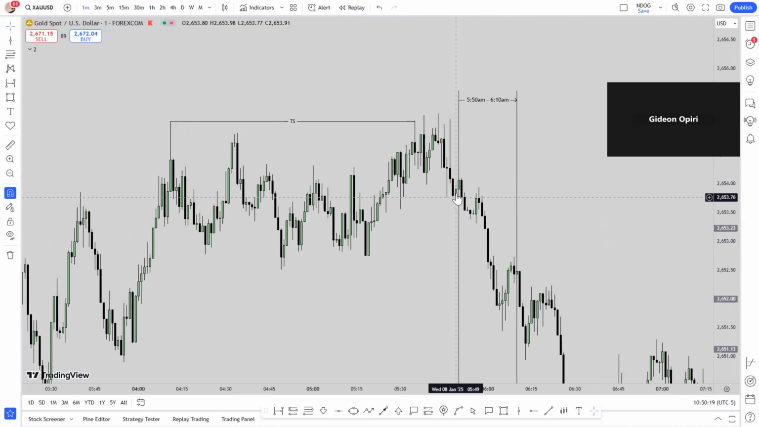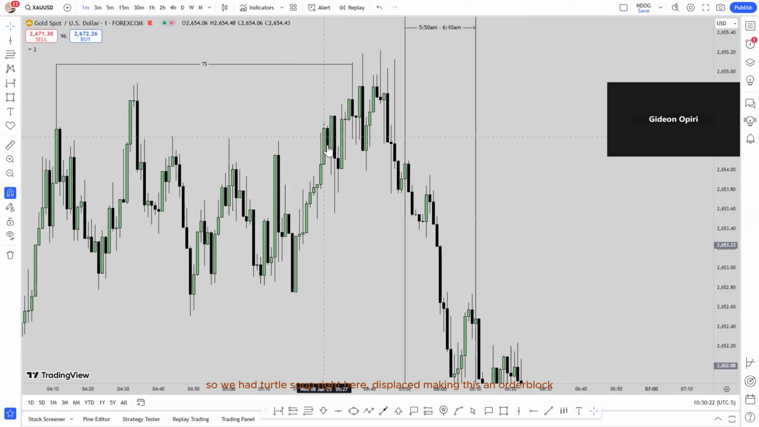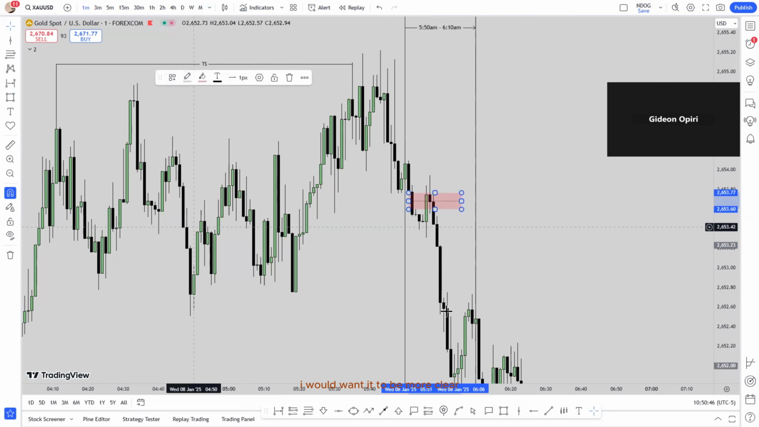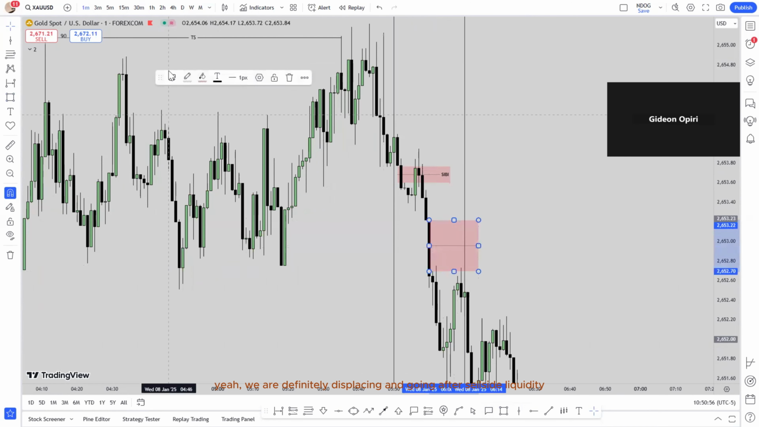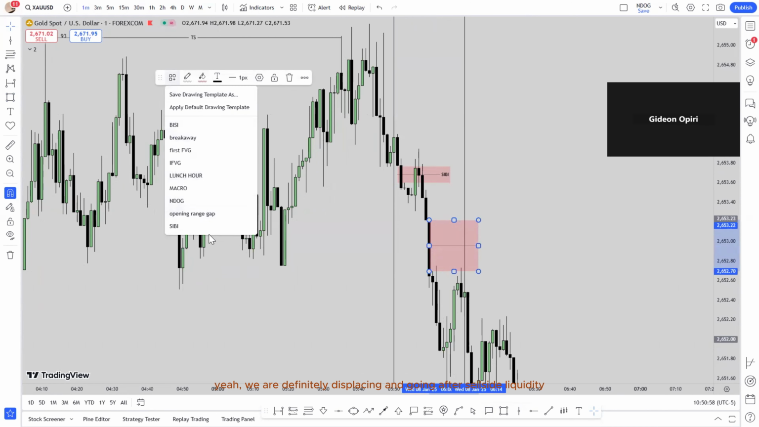So currently, you can see price displace and break. So we had a sweep right here, displace, making this another block. We had a displacement right here, but most times I don't really prefer taking trades off these market structure shifts that are not really convincing. You can see. So what I'll do, I'll just wait and watch. I would want it to be clearer. So after that, I would see this displacement right here. That displacement is more of a confirmation. Okay, yeah, we are definitely displacing and going after sell side liquidity.